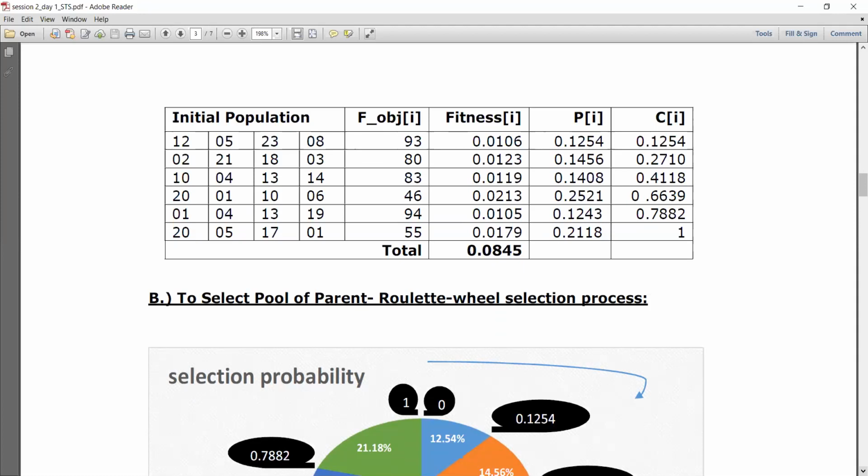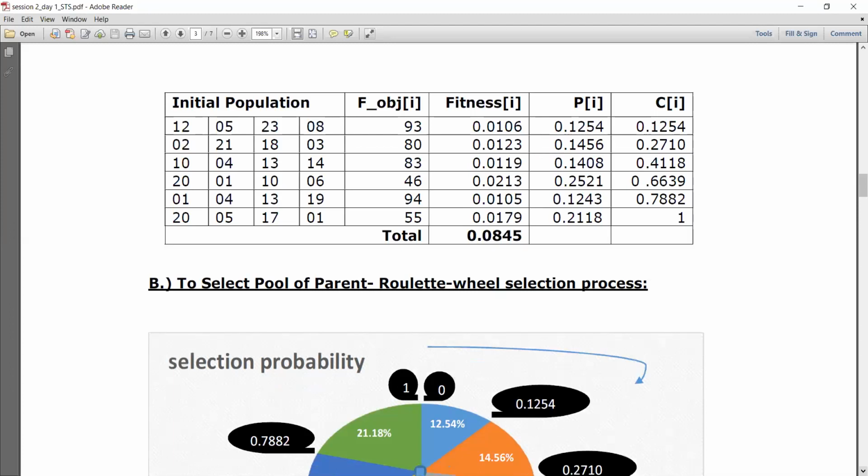So in that case, each chromosome has got its own probability. Let us look at it. Now you just find out which chromosome, which solution has the higher probability to be selected as a parent. It is very well clear from the table that we have 0.1254, 0.1456, 0.1408, and the fourth chromosome has got a percentage of 25.21, which denotes that the fourth solution is a stronger chromosome. It is fitter when you compare it with the competing chromosomes. Done. So now similarly, we have found out the probability for every solution.